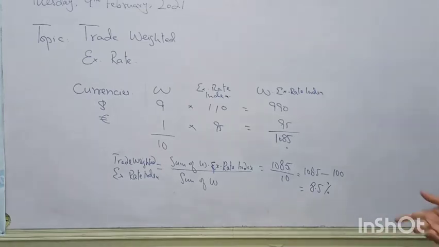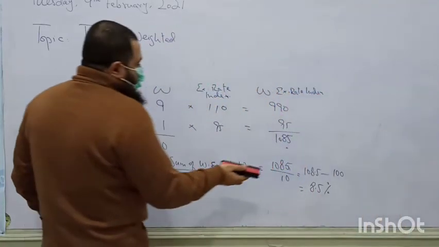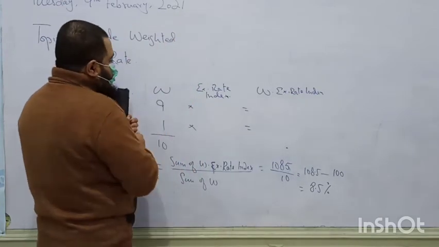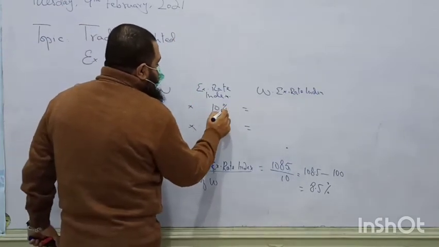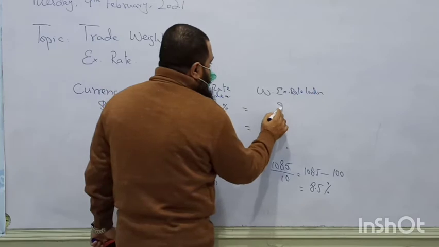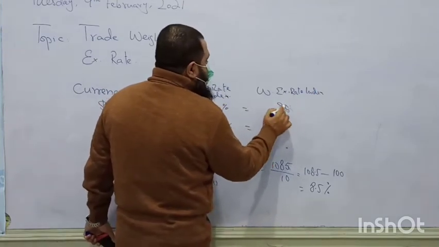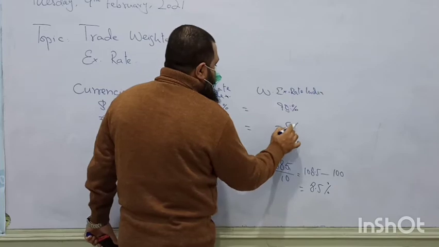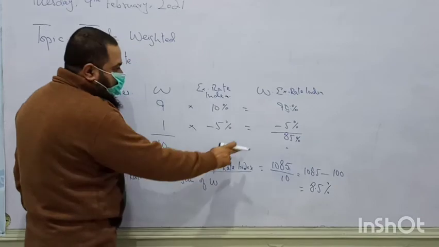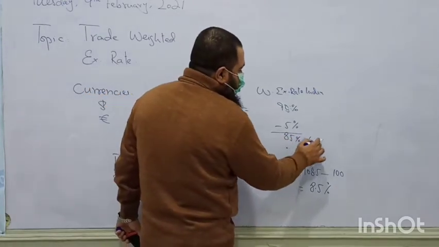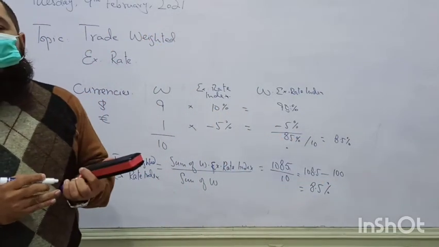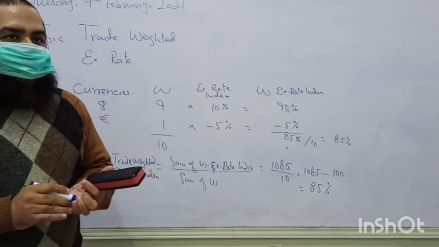You can also do the same thing by using another way. Like I say, against dollar it is appreciated by 10%. Here it has depreciated by 5%. How much it is? 90% and minus 5%. What will be the answer? 85%. Divided by the total weight, it will be again 8.5%, which is depreciated. Instead of writing 100, you can use the percentage value.